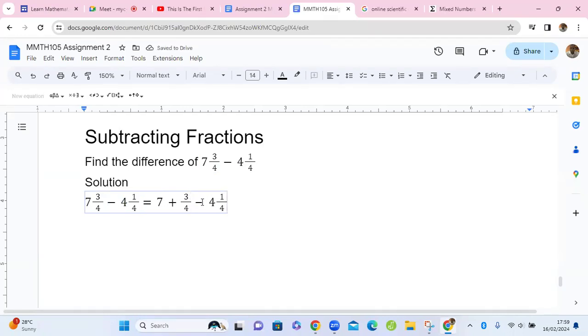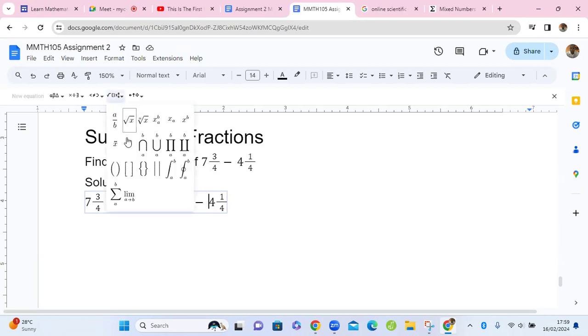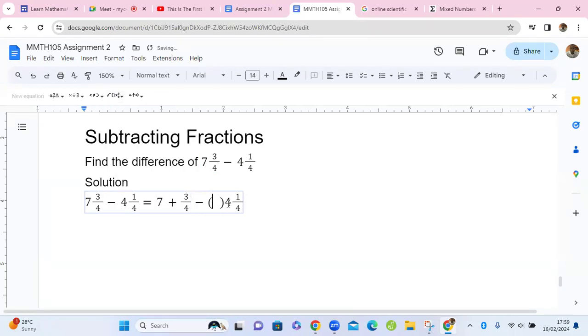Minus 4 1/4 means minus 4 and 1/4 also. So it's not just the 4 alone we have to subtract, it's the quarter also. So you notice now I needed to put the 4 1/4 in brackets. This was not necessary when we were adding, but with the subtraction, we have to put the minus to indicate that the quarter is also being subtracted.